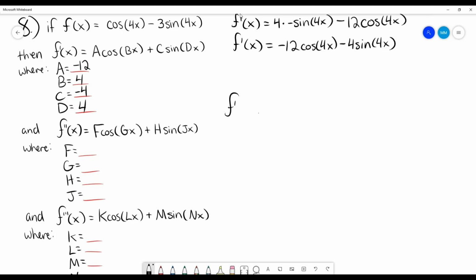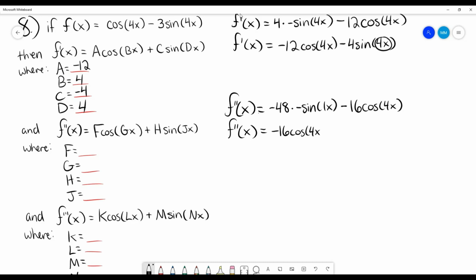So now, got our f double prime of x. Well, inside is 4 times negative 12. This is going to be negative 48 times derivative of cosine is negative sine. Bam. And 4 times 4 is 16. Again, they want cosine listed first. So we're just going to flip that around.